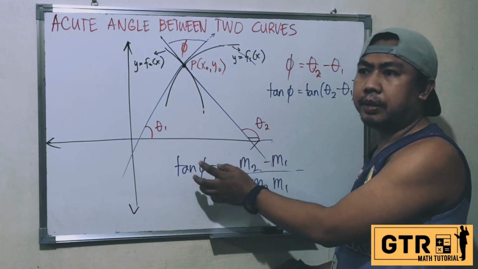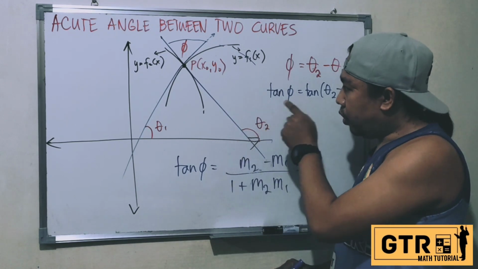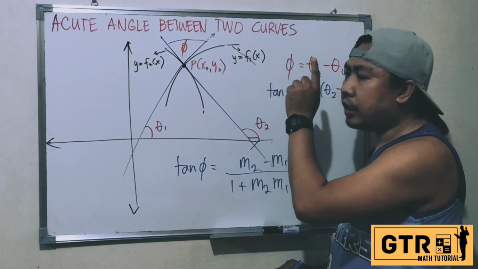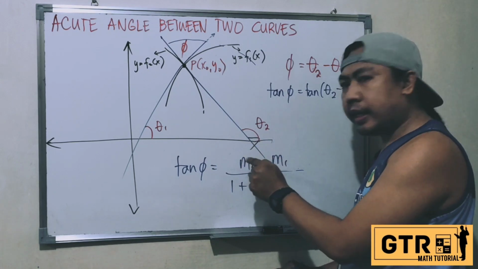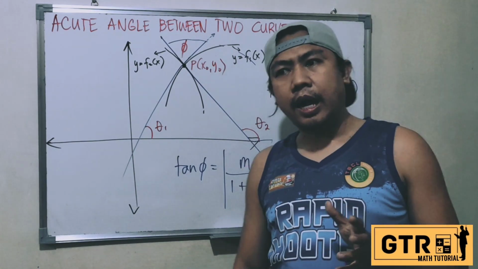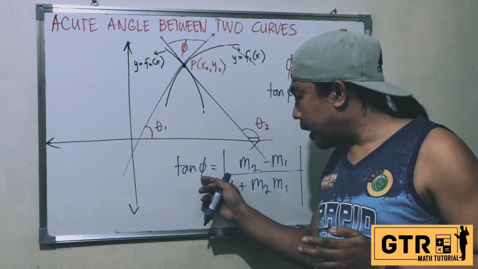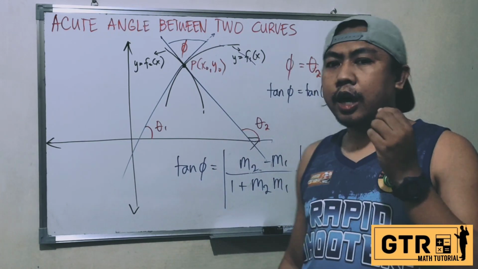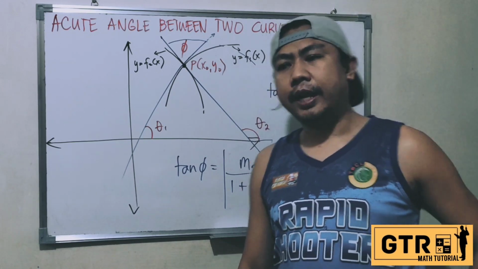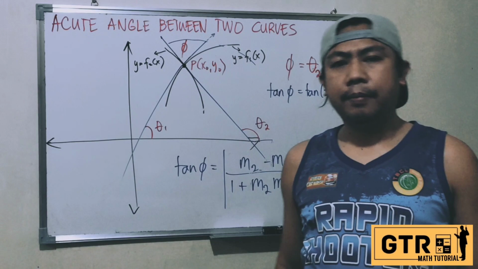The value can be either positive or negative, so it can be obtuse or acute. If we are looking only for the acute angle, we should take the absolute value. Because if we do not take the absolute value, we will get acute or obtuse. If we take the absolute value, we will only get the acute angle. So this is the formula that we are going to use to find the acute angle between two curves.